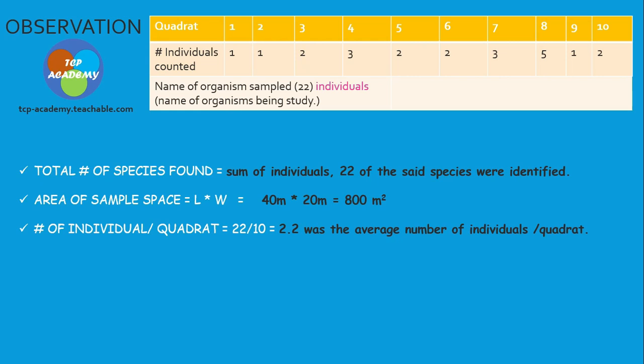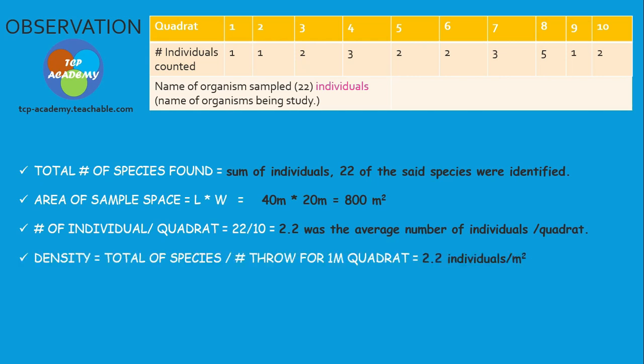Number of individuals per quadrat, one might say the mean, average. So that's going to be the 22 individuals divided by 10, which is going to give us 2.2. And that is an average, or mean, individuals per quadrat.